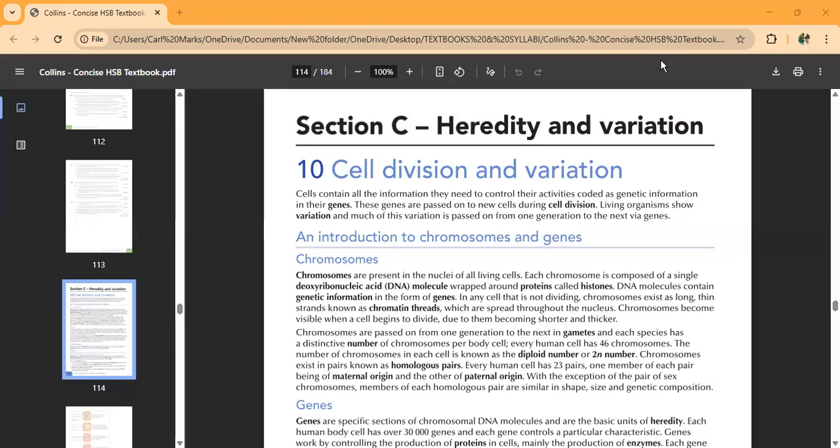So good evening, students. Today we're looking at cell division. In particular, we're looking at mitosis and meiosis today. Hopefully we can get through both of them. So first of all, we have a little bit of information on what are chromosomes and genes.